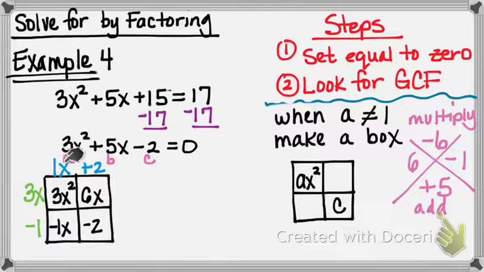So let's check it. It's x times 3x, 3x squared. Does that work? It's 3x times 2, 6x. It's x times -1, -1x. And it's -1 times 2, -2. All right, so I did it right.